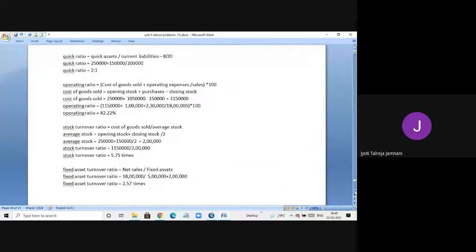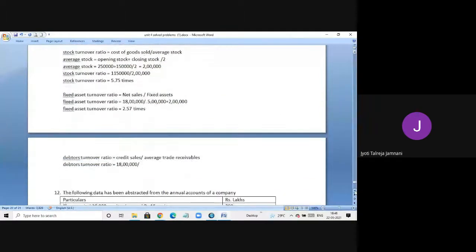If they would have given 2 years data, then previous year I would have taken opening debtors, and this year closing debtors, so we could have got the average. But there is only 1 year data and nothing is mentioned about opening debtors. So we're taking only 2,50,000, which is given as debtors.